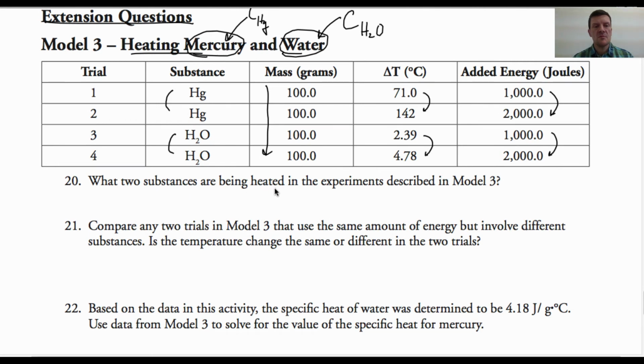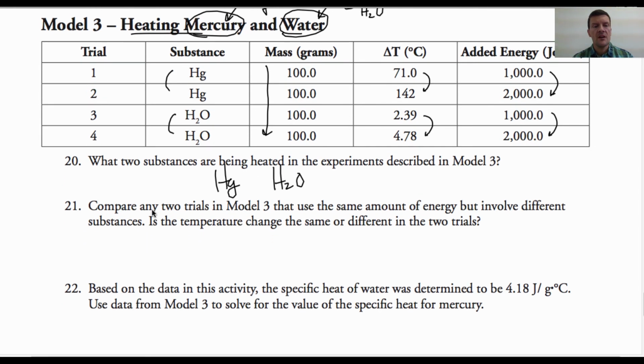What 2 substances are being heated in the experiments described in Model 3? Well, we've got mercury and water. Compare any two trials in Model 3 that use the same amount of energy but involve different substances. Is the temperature change the same or different in the two trials? So we're going to take two at a time. We're going to compare same energy, different substances.